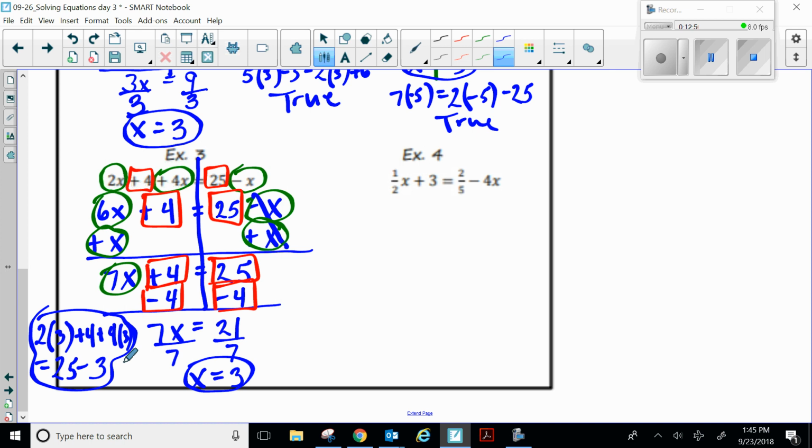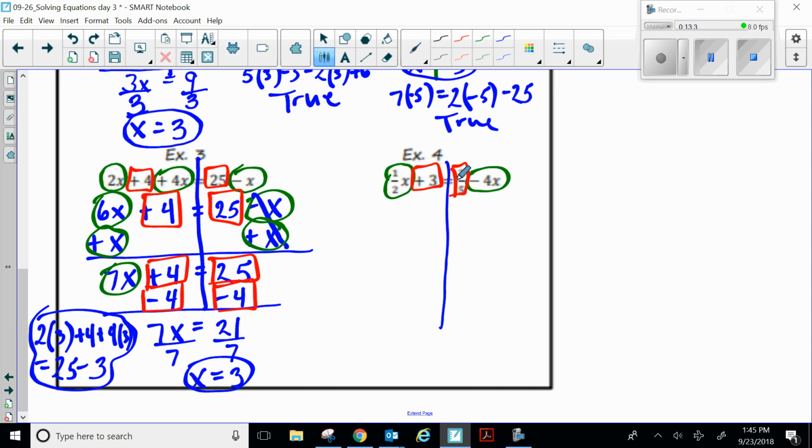Okay, my last example. I am going to go through and circle my terms. So I have half x and negative 4x, and I have 3 and 2/5. If I look on my left side, there are no like terms to combine. And on my right side, there are no like terms to combine. So that is step 1, so I don't need to combine like terms.